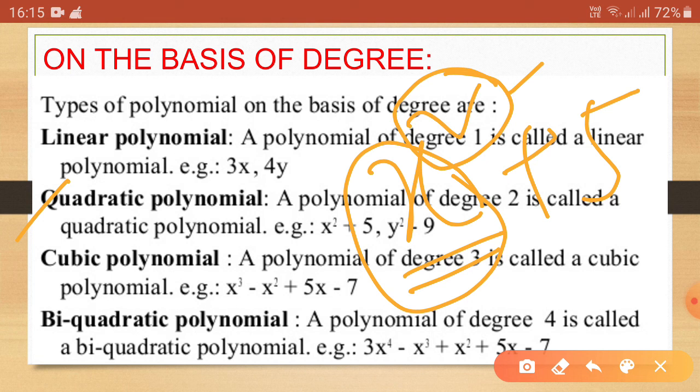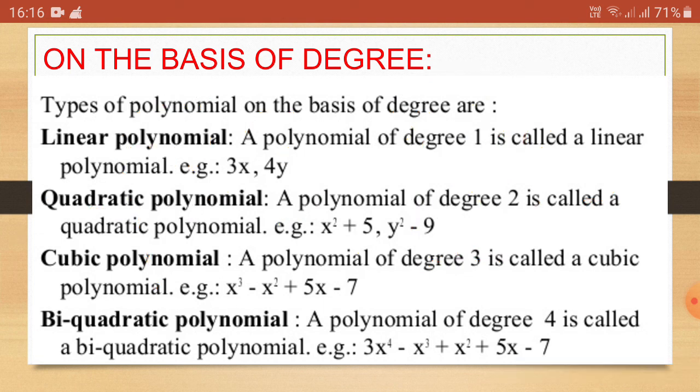So x square plus y is an example of quadratic polynomial. Okay, if I write y square minus 3, it is also an example of quadratic polynomial, as the power or the exponent of the variable is 2. The next polynomial is cubic polynomial. Same as before, if the polynomial has degree 3, then it is known as the cubic polynomial, like this example.